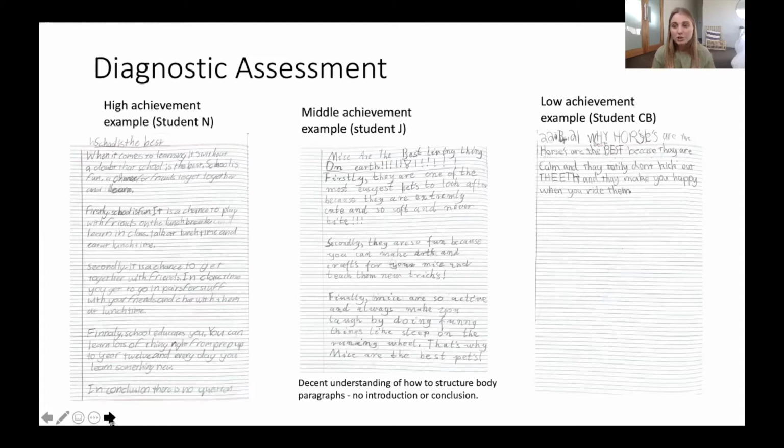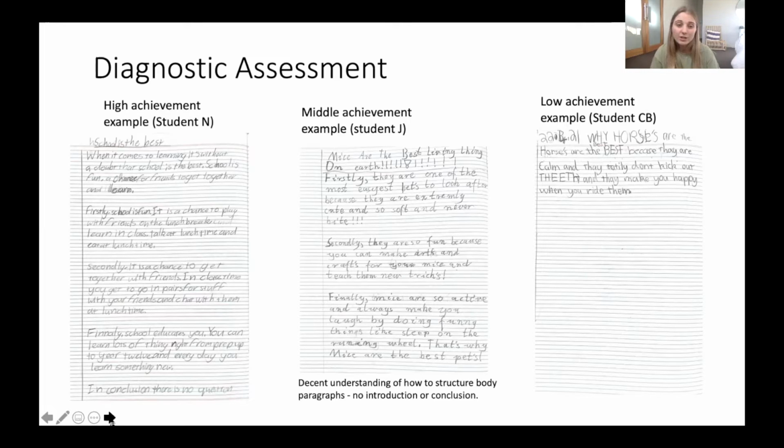There was no expectation of what they had to have done in this time. They just needed to show me what they could do. And if it was only a few sentences, that was okay. I just needed to know what I needed to teach. The middle achievement, you can see that there's a decent understanding of the structure with this student example, student J here. He's written body paragraphs reasonably well, but he doesn't have an introduction and a conclusion.